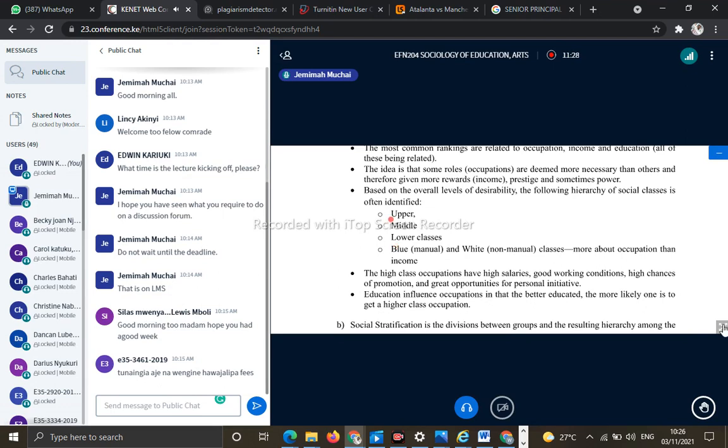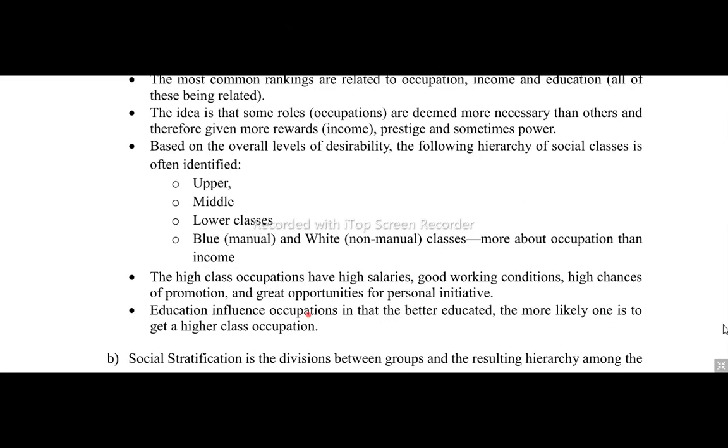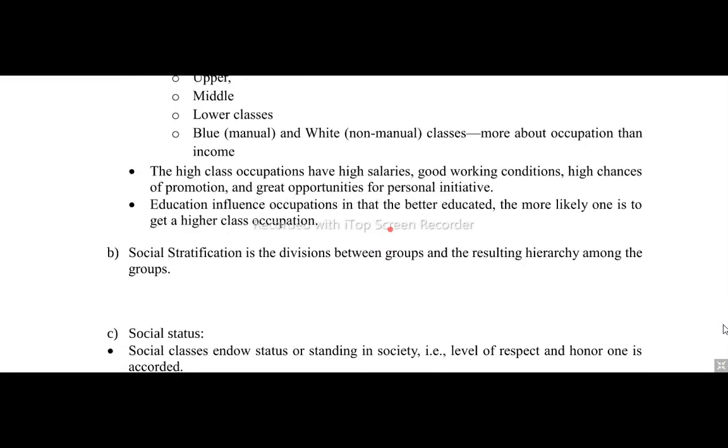So depending on their position, the salaries they earn, and the working conditions. Education influences occupations in that the better educated, the more likely one is to get a higher class position. That was on social class.